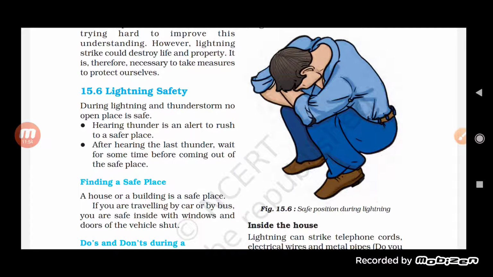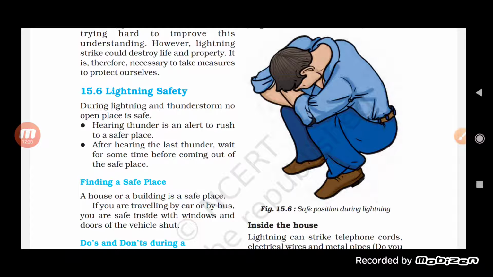After hearing the last thunder, wait for some time before coming out of the safe place. What does that mean? It means when we hear the thunder, we must go to a safer place where we may not be harmed, and until we hear the last thunder, we have to wait for some time before coming out of the safer place. This is the first and foremost thing that we must do if we want to save ourselves from the effect of lightning and thunderstorm.